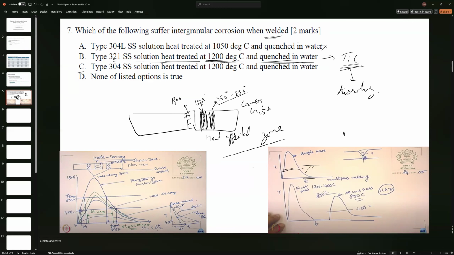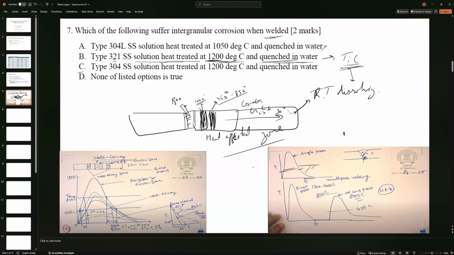Carbon is consumed in that process, then why chromium carbide is being formed, so that IGC is occurring. That's what I'm saying. In the weld, this is 1800 degrees Celsius. This sample is at room temperature, further away from the weld zone. If you continue the temperature, this is at 1800, this is at room temperature, 30 degrees Celsius.